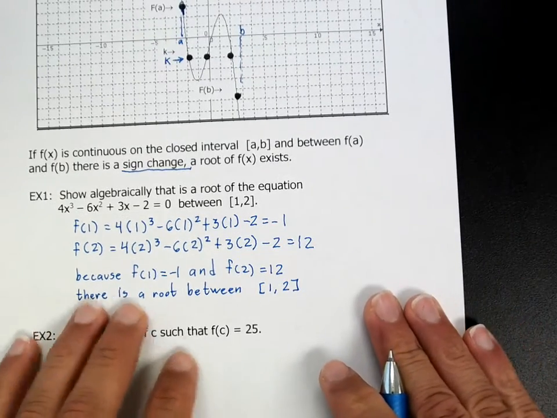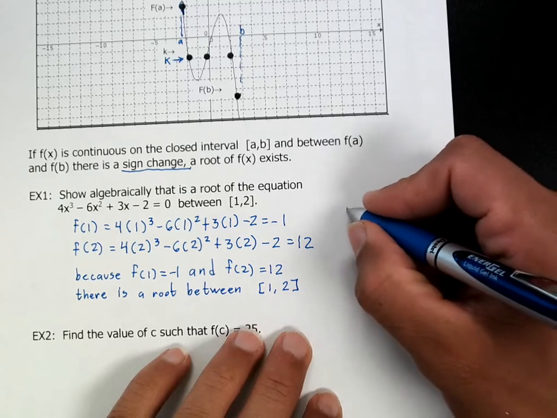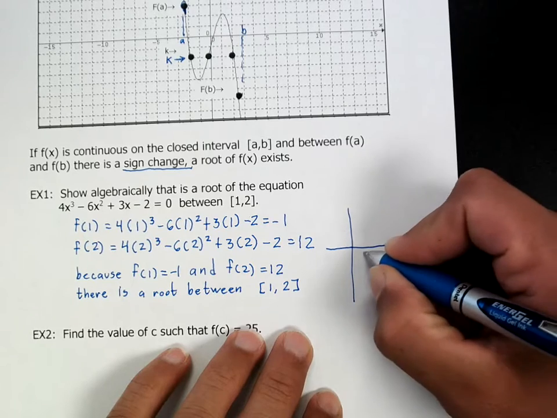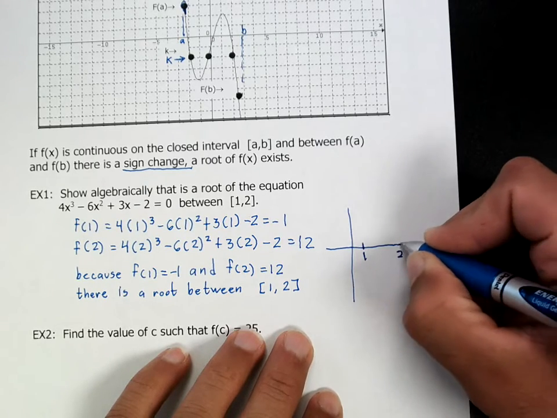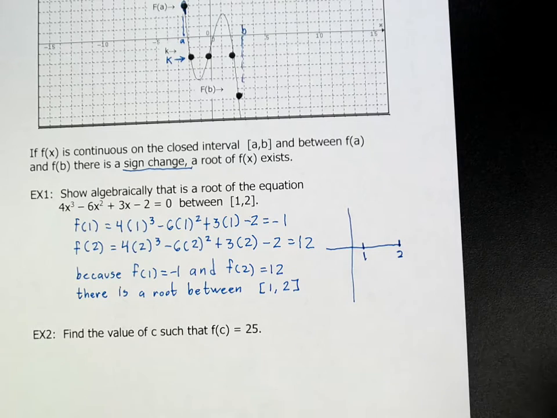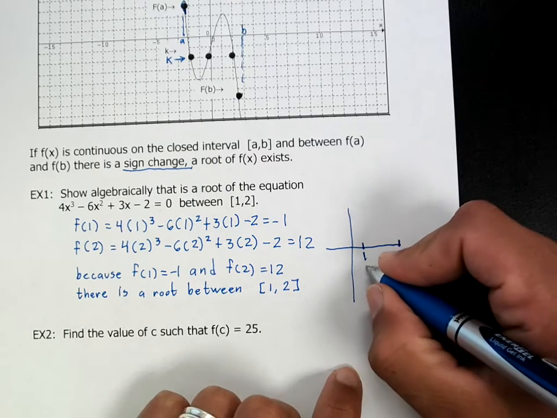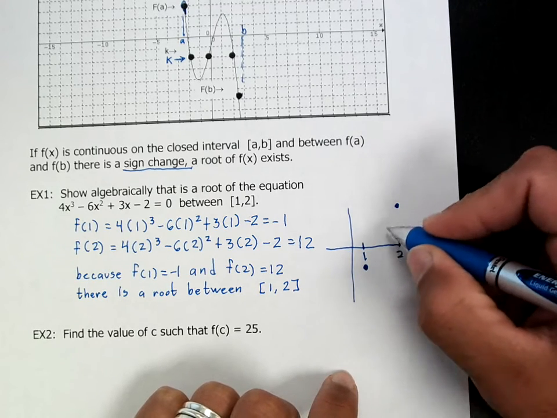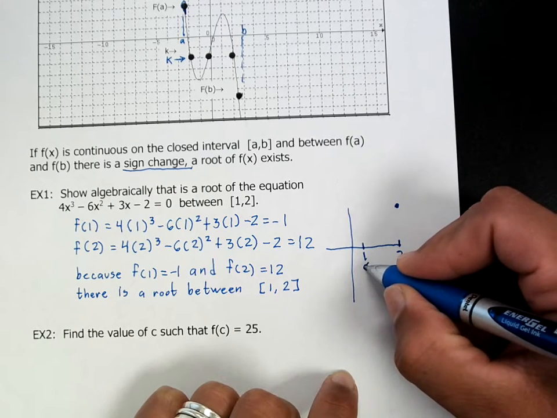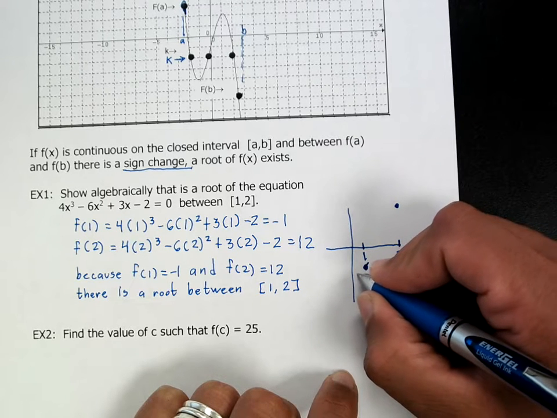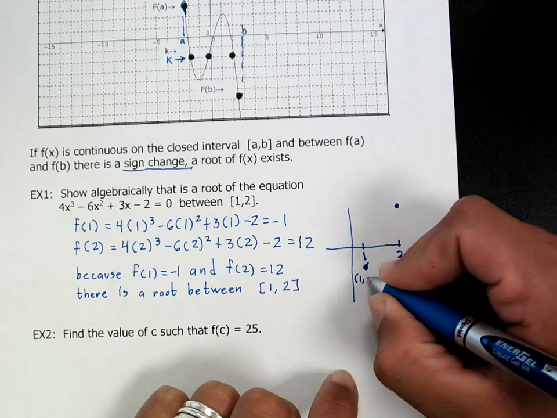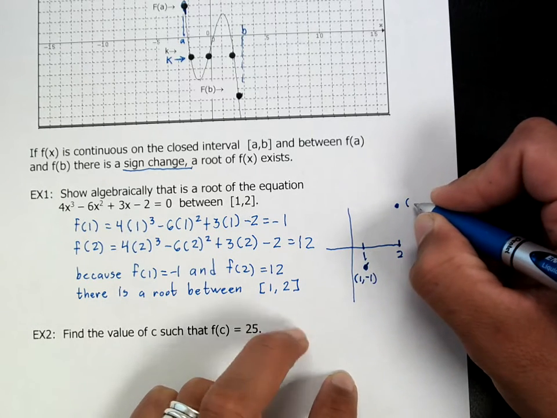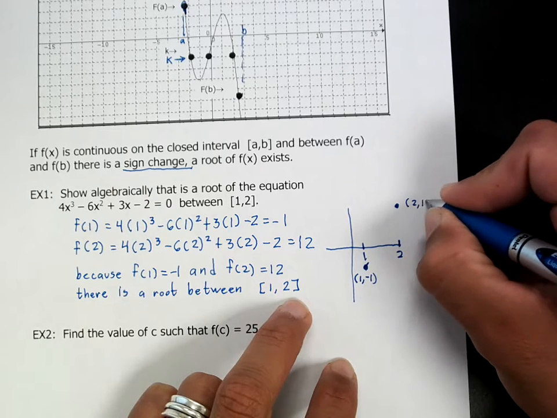If I were to draw you a picture, even though this is not going to be exactly what this is, basically that's saying that between 1 and 2, let's call this 1 and let's call this 2. I'm not looking at my graph yet, so I don't know what this looks like exactly, but I do know that I have a -1 and a positive 12. So what that means, if I'm only looking between those two, is this would be the point (1, -1), and this would be (2, 12).